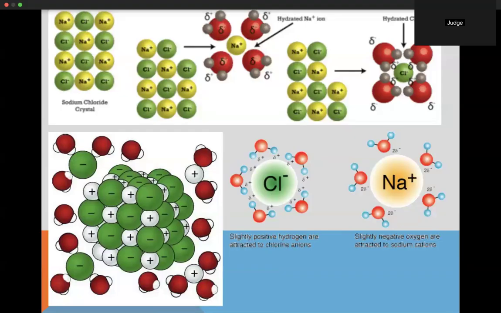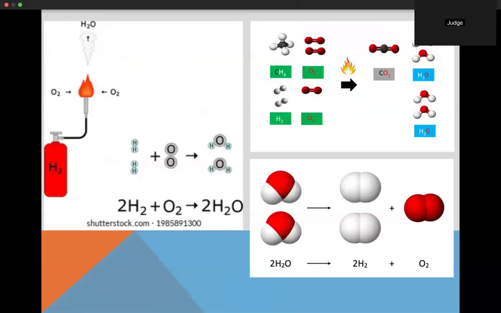Finally, the polar solvent properties of water that you can see here, a salt crystal being broken up and dissolved in water. Notice the way that the partially negative O's of the water are interacting with the positive Na+, that's sodium ion. And then the way that the partially positive H's of water are interacting with the negatively charged chloride ion. Chlorine as an ion is called chloride because it's negative. That's a naming convention.